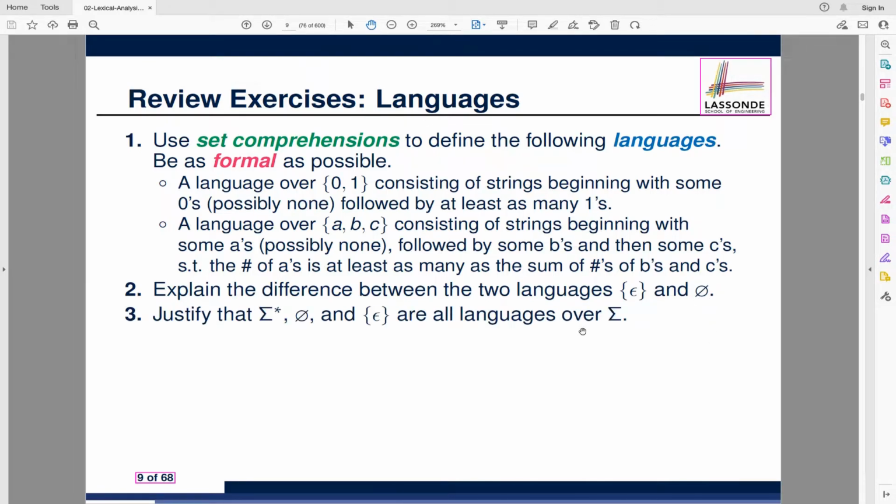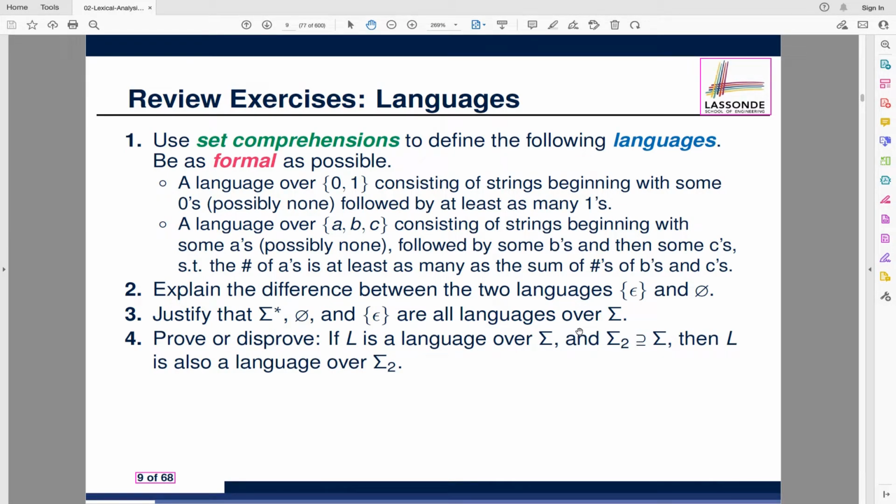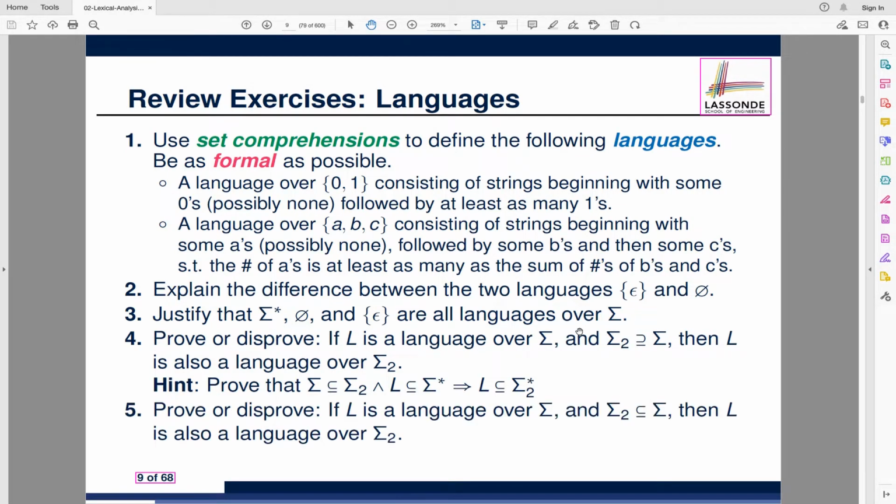Okay, number three, you can try this. This is also very easy to prove, I'll leave that to you guys. And number four, also another proof or disproof. Also some hints. And number five as well, right? I'll try to go over some of them on Thursday, but you guys give it a try. I think that might also help you review what we have covered so far. Also hints here. Do you guys have any questions about languages?